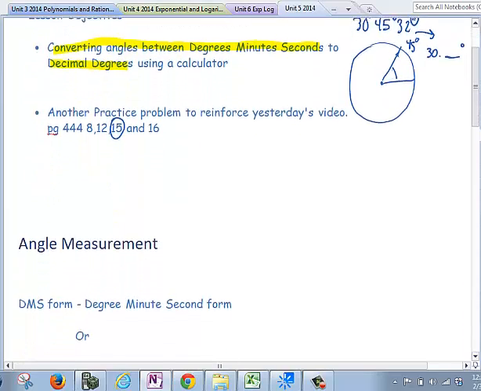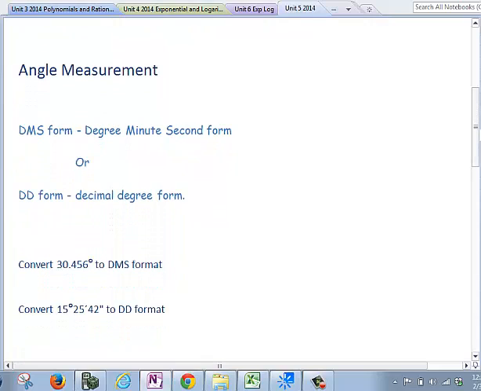So we want to move through this pretty quick. The goal of this lesson is just to show you how to use a calculator to do this. We want to go from degree, minute, second form to decimal degree form. So in the first one, our angle is already in what's called decimal degrees, 30.456, very original, right? 30.456 degrees. We want to convert that to degrees, minutes, seconds, and this is how you would do it with a calculator.